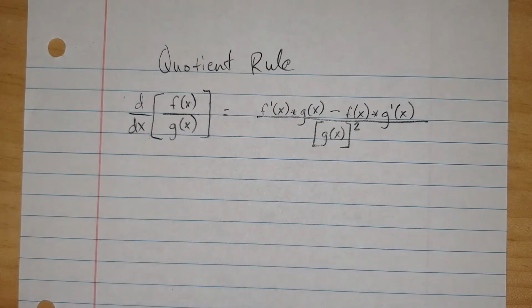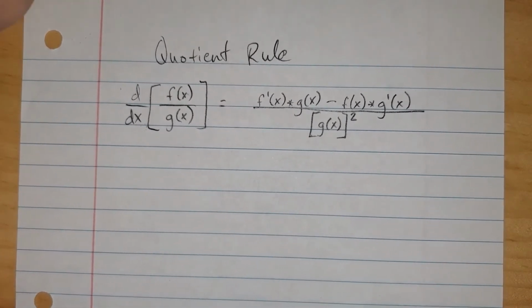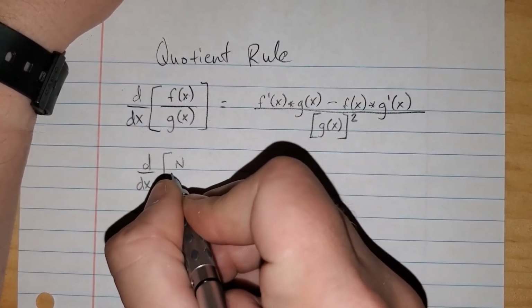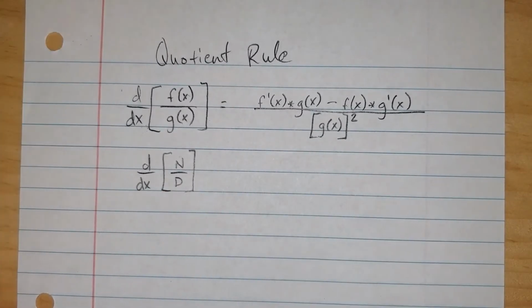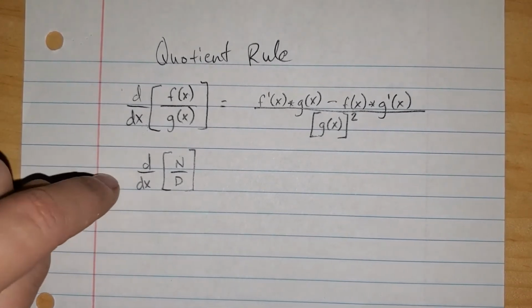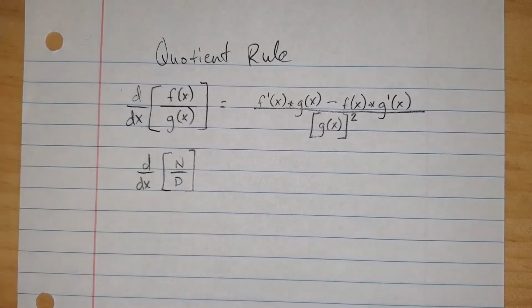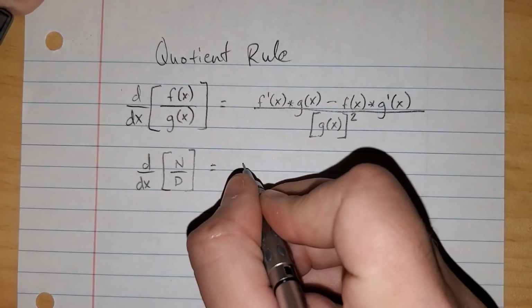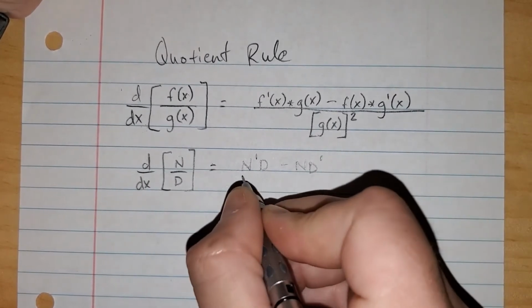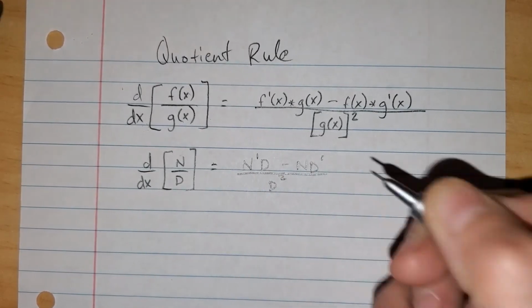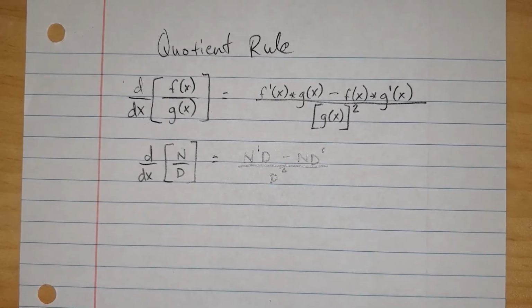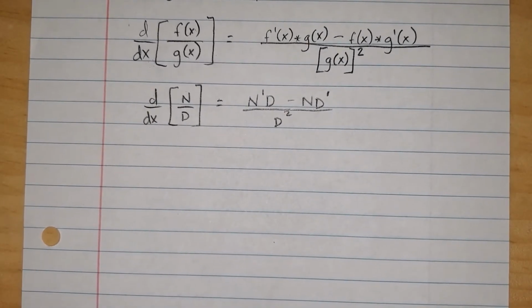I hate this notation. I can't remember it. So let me tell you how I remember it. So how I remember the quotient rule is I use the letter N and the letter D. N is for numerator, D is for denominator. The derivative of a fraction with a numerator and denominator, for me, is equal to N prime D minus N D prime over D squared. Okay, that's how I remember the quotient rule. And it works really well for me. Okay, so whenever I see the quotient rule, this is what I'm going to write.